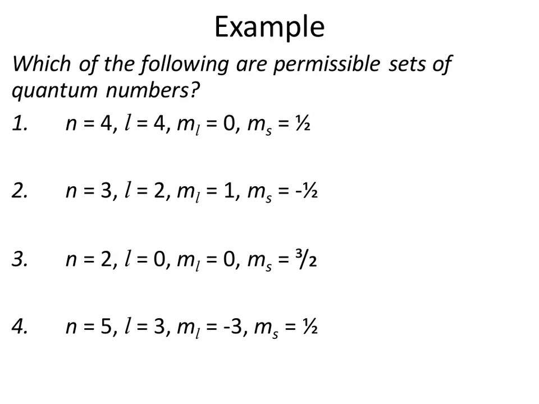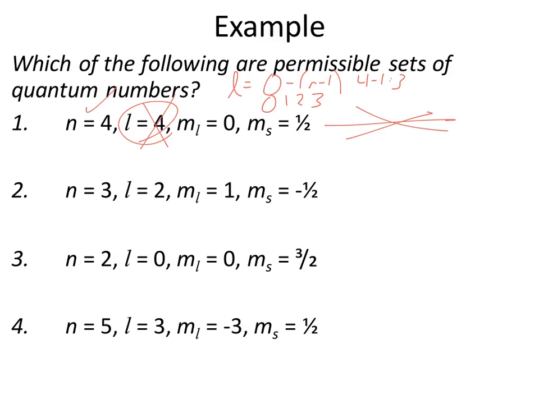So the first one, we look at n is equal to 4. Okay, that's fine. We have 4 energy levels, 4 periods. That's okay. Now, the possible values for L when n is equal to 4: remember that L is anywhere from 0 to n minus 1. Oh, well, this is a problem, because L is equal to 4 here, and you can either have 0, 1, 2, or 3, because 4 minus 1 is equal to 3. So the maximum amount of L could be 3. This is not possible, so this one is not going to be permitted.